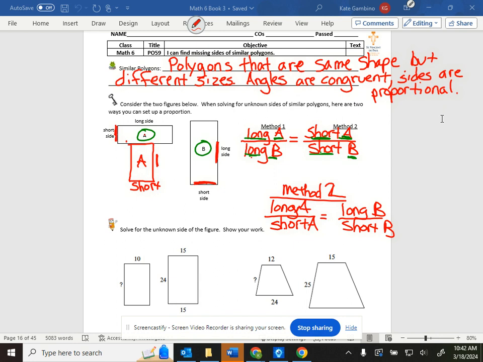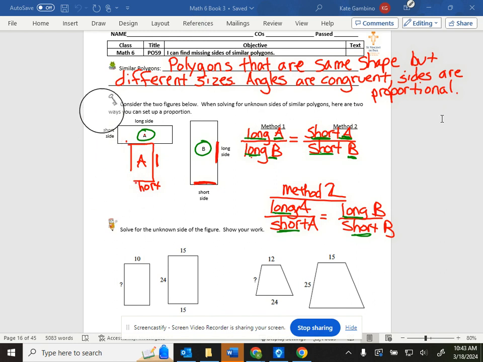I know other people who like to do A over A, B over B, but you have to make certain, just like up here, that we're putting stuff in the right place. If we have long on top, short on bottom, then shorts on bottom. You have to make sure that they match up. We're going to do some practice ones to really help us see how that works.